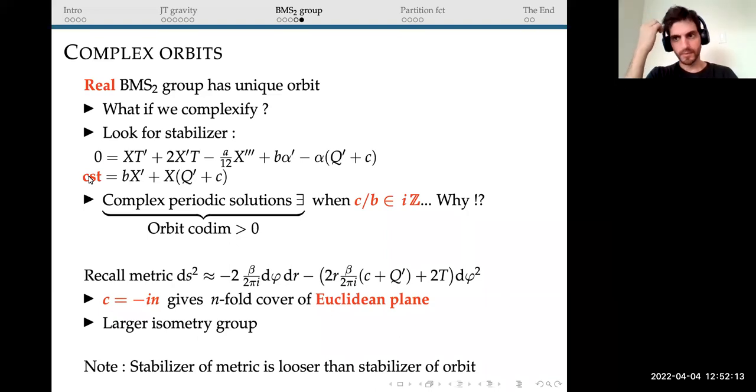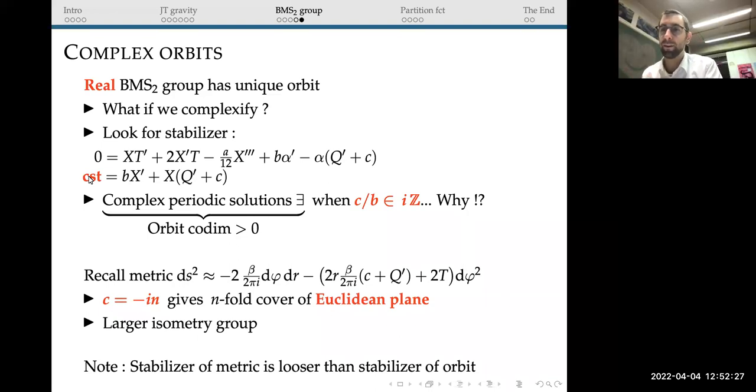Question? Okay, yes. When I set C equals minus i, this is to say n equals one, this would correspond to the thermal solution, right? The disk solution. Yeah, exactly. That's exactly the thermal disk. Good. And then the other ones are sort of n-fold covers of this.